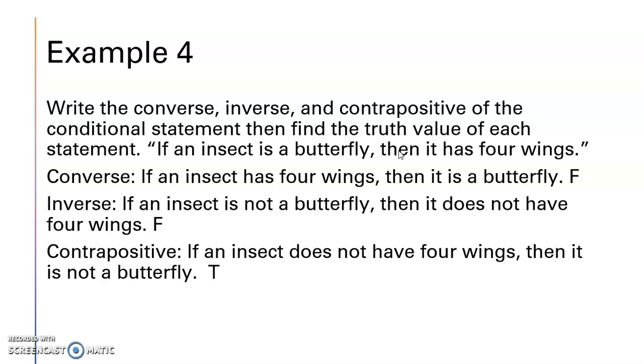And finally, the contrapositive, you're going to switch the order and add the nots. So you can say, if an insect does not have 4 wings, then it is not a butterfly. And that is true. All healthy butterflies need 4 wings. So if you have an insect that does not have 4 wings, it is not a butterfly. So you have a check it out question coming up next.